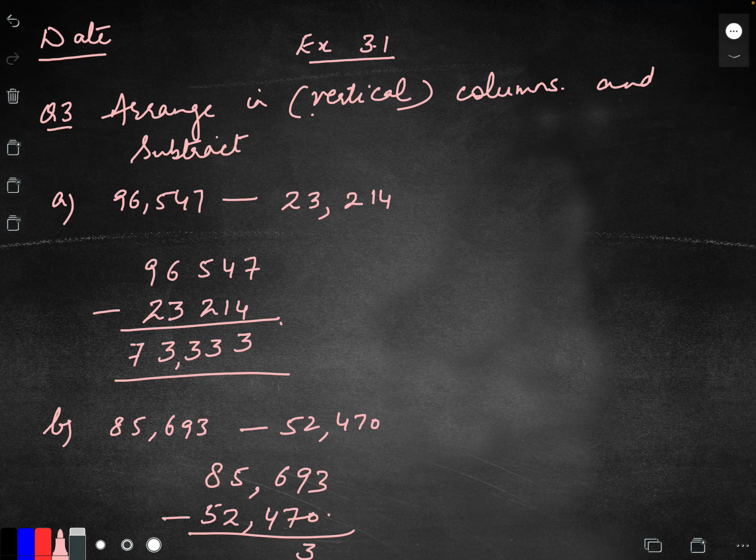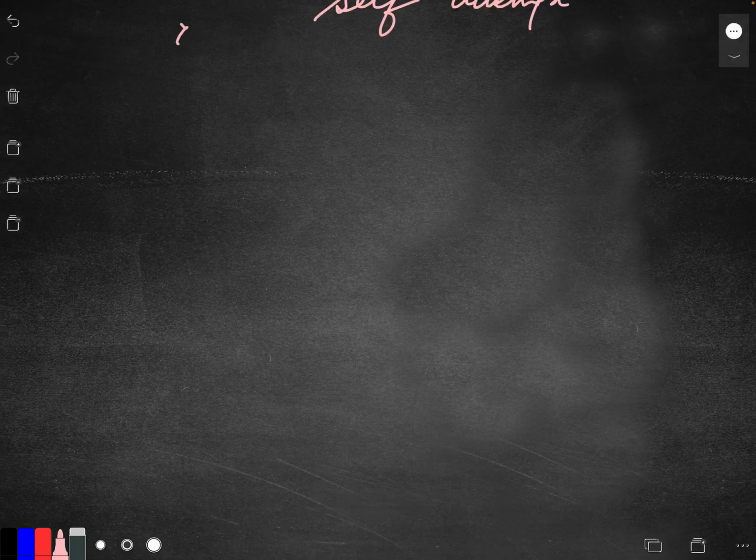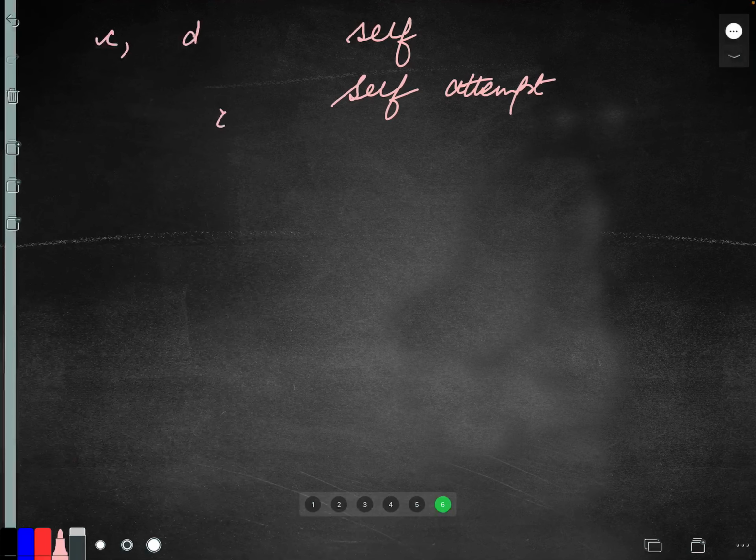3, take 7 away from 9, 2, take 4 away from 6, 2, 2 away from 5, 3, and 5 away from 8, 3. So this is your answer. Right? You will move vertically down. So some numbers C and D are your self-attempt questions. C and D are your self-attempt questions.